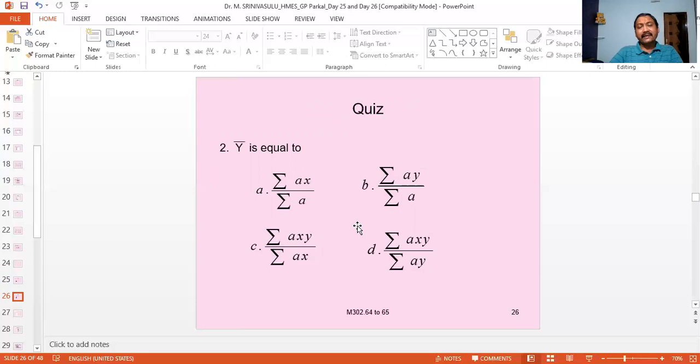And y bar is equal to: the options are sigma ax by sigma a, sigma ay by sigma a, sigma axy by sigma ax, and option D is sigma ax by sigma ay. We know that y bar is equal to the algebraic sum of the areas multiplied with the y term, divided by the total area. That is nothing but sigma ay by sigma a. So option B is the correct answer.